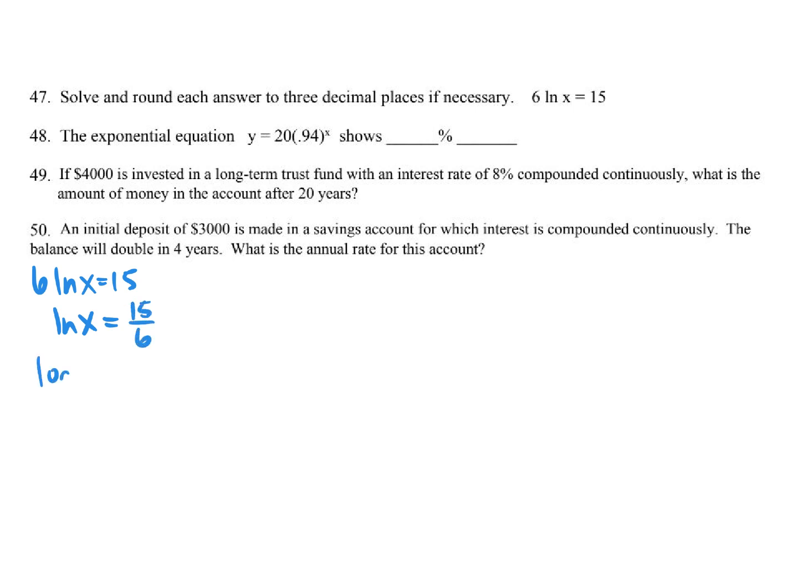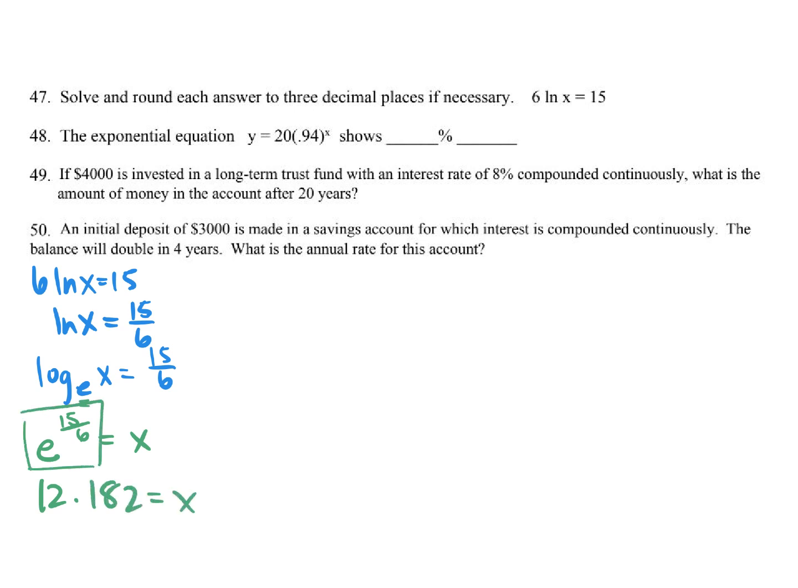And then natural log is really log base e of 15 over 6, which means once you have it in this log form, you can switch it to exponential form. Base raised to exponent equals answer, or argument. So that you would type into the calculator and you'd get 12.182. This is literally the e to the x button. It's a function on your calculator, not the letter e.